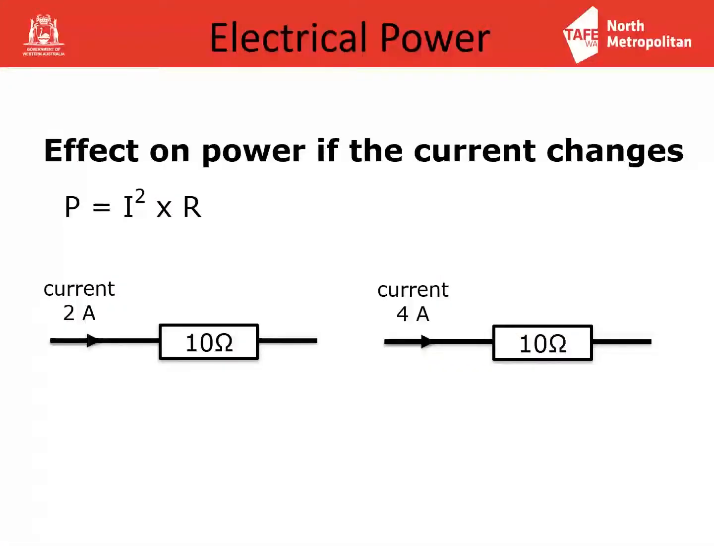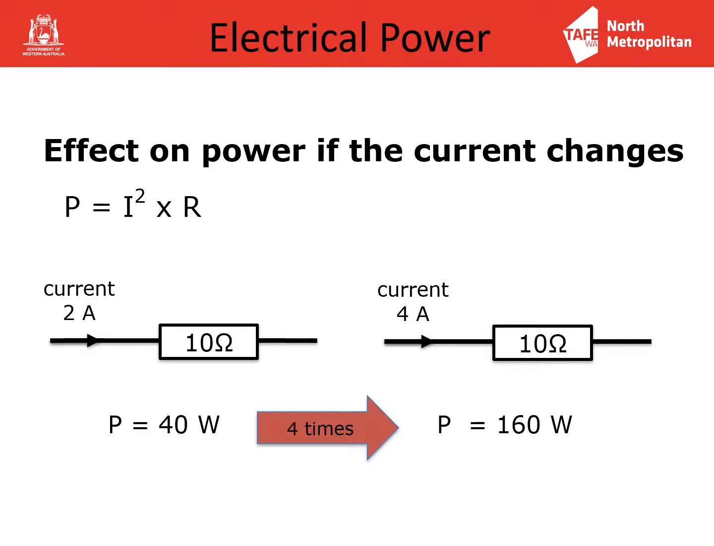These next examples show the effect on power if the current changes. We have a 10 ohm resistor, we have 2 amps through the resistor. What is the power dissipated? If the current is doubled, what is the new power dissipation? As you can see, if the current doubles, the power goes up 4 times.